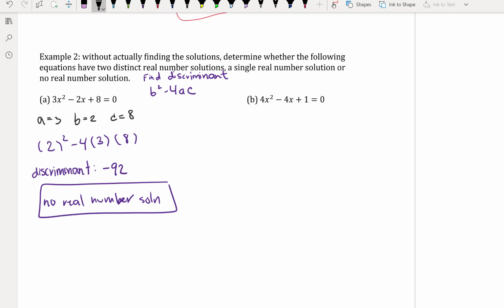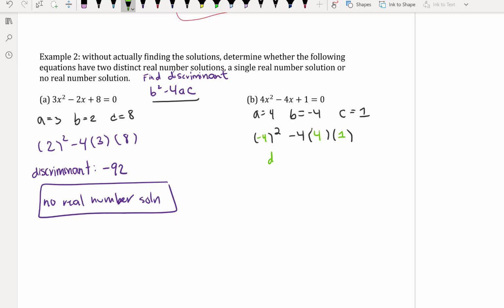So for part B, we're going to do the exact same thing. It's equal to 0, so I can identify my A, B, and C values. My A value is 4, my B value is negative 4, and my C value is a positive 1. When I plug it into the discriminant, B squared minus 4A times C, I have negative 4 squared minus 4 times 4 times 1.